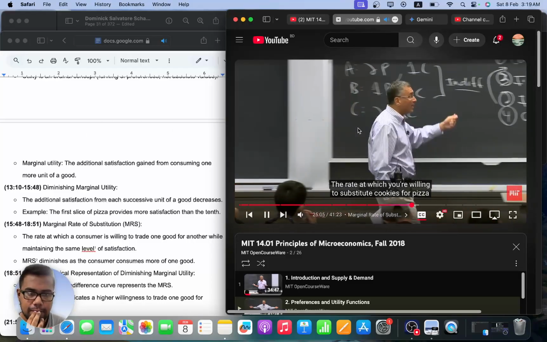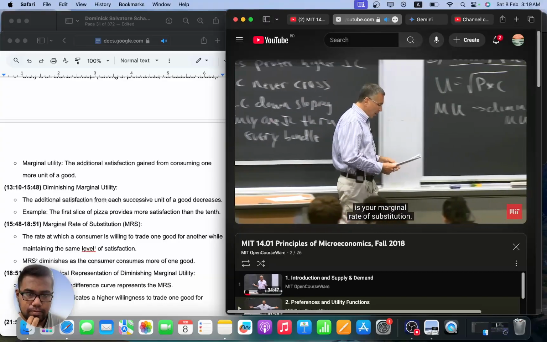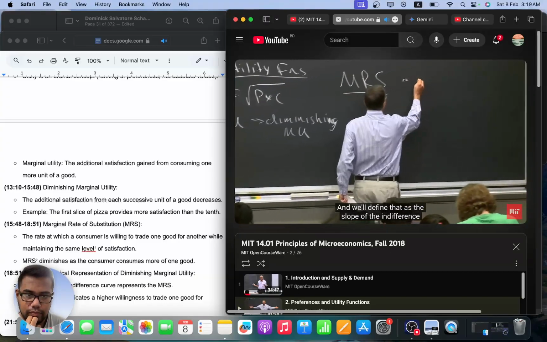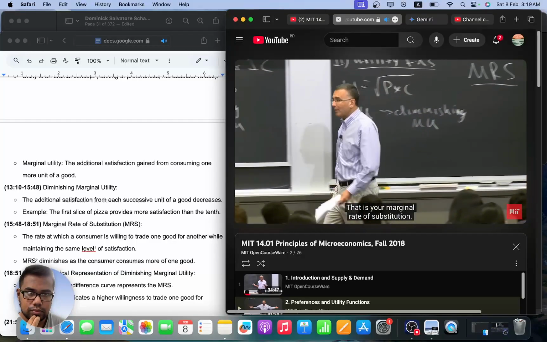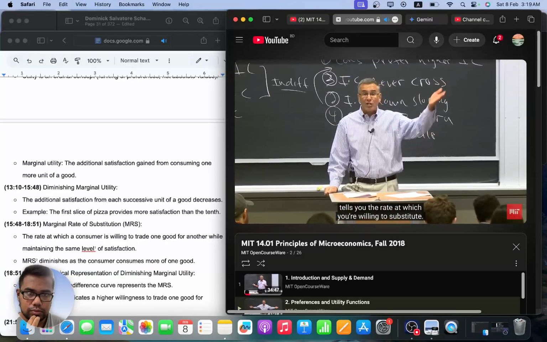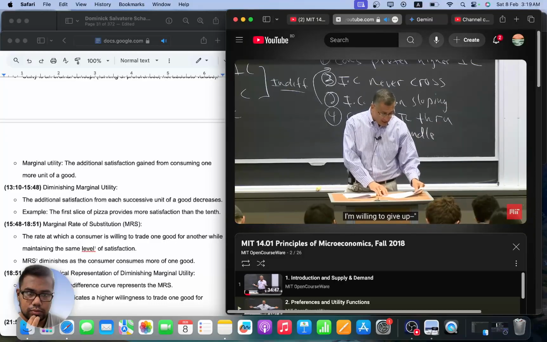The rate at which you substitute cookies for pizza is your marginal rate of substitution. We'll define that as the slope of the indifference curve, delta P over delta C. That is your marginal rate of substitution. Literally, the indifference curve tells you the rate you're willing to substitute. You just follow along and say, look, I'm willing to give up.